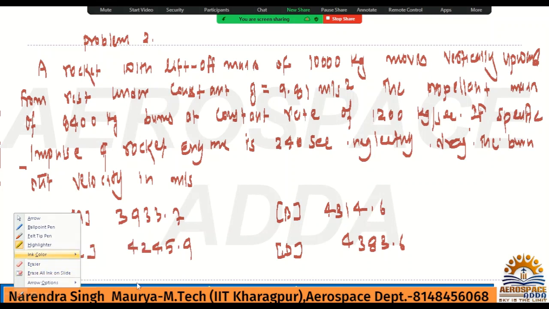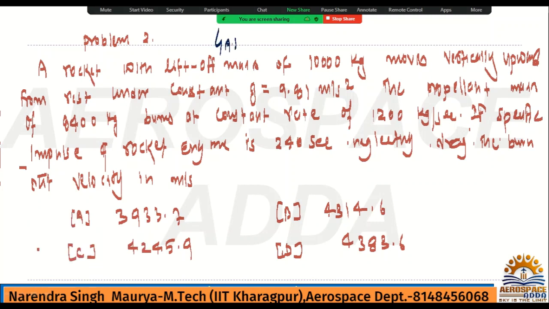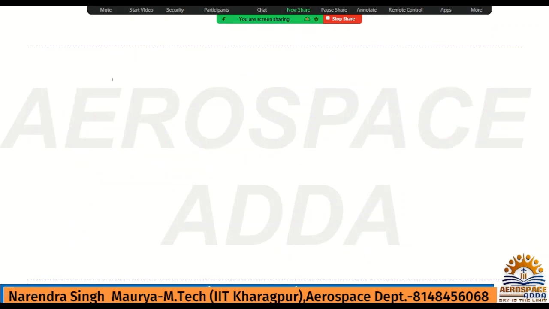This is also a GATE problem, for 2 marks. I do not have it here, but this type of question they have asked again. It's a very simple formula based problem. Lift off mass means the mass of the rocket during lift off. So, solution for this.